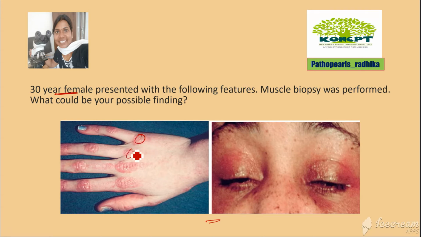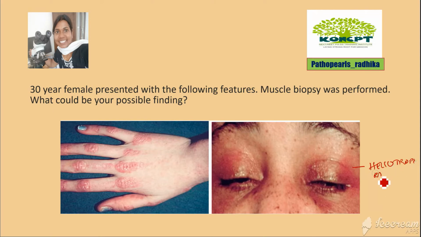In the hands you have some erythematous scaly lesions. This we call as Gottron's papules. Okay, here the next image shown is a lilac colored discoloration, a rash around the eyes in the periorbital region. This we call as heliotrope rash.